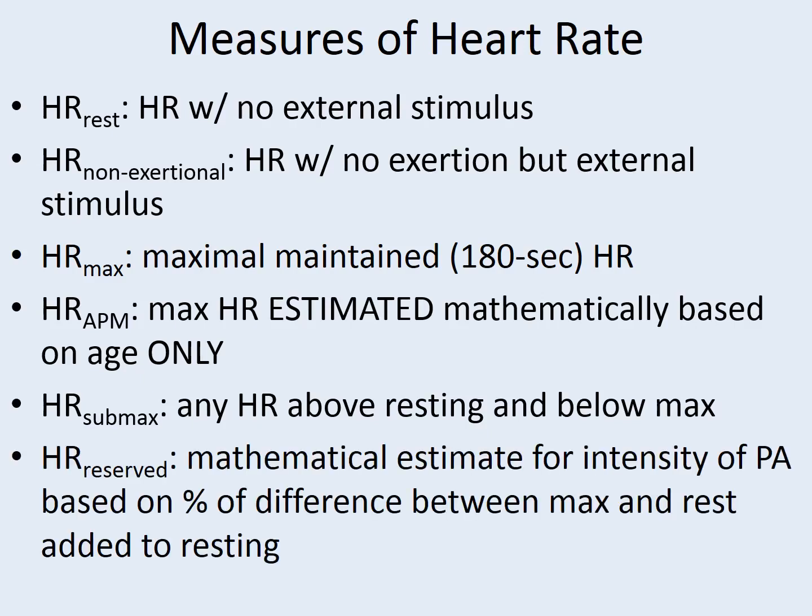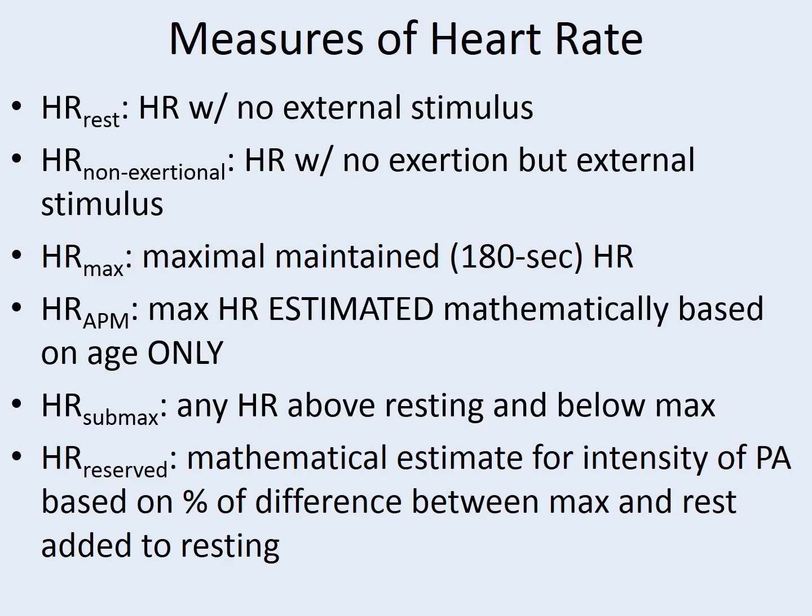The last measure of heart rate is a mathematical representation of intensity. We use this to determine intensity of physical activity, and it's referred to as HR reserve or HRR. And it's a mathematical percentage based on the difference between your maximal heart rate, either true max or age predicted, and your resting, relative to what you want the person to be at.